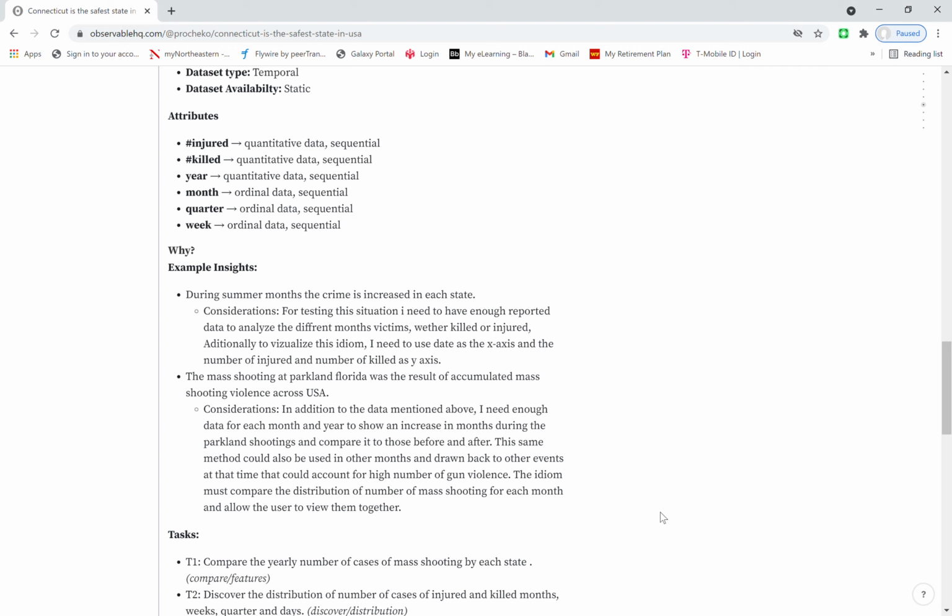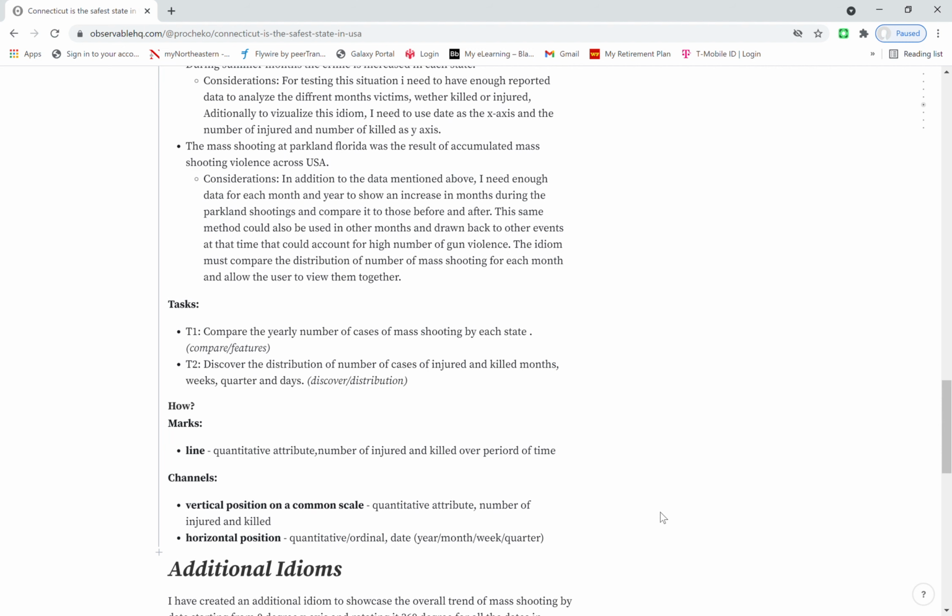For example, during summer months, the crime increases in each state. For testing this situation, I need to have enough reported data to analyze the different months' victims, whether killed or injured. Additionally, to visualize this, I need to use date as the x-axis and the number of injured and number of killed as the y-axis. For the second one, I've said the mass shooting at Parkland, Florida was the result of accumulated mass shooting violence across USA. That could be seen as we see a trend increasing on a year-to-year basis, definitely towards more mass shootings.